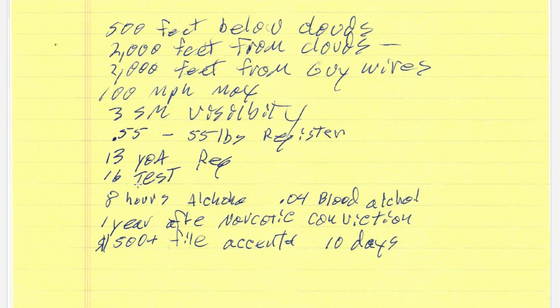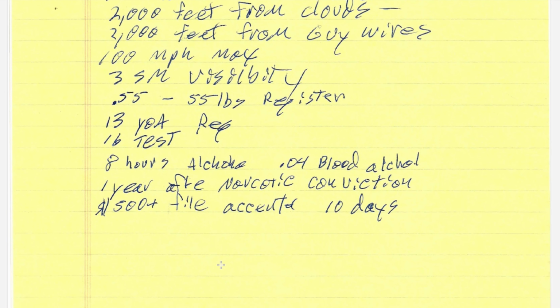You must be 16 to take the 107 test. Can't drink alcohol for 8 hours before, and your blood alcohol must be below 0.04. If you have a narcotics conviction, you cannot get your 107 for 1 year.